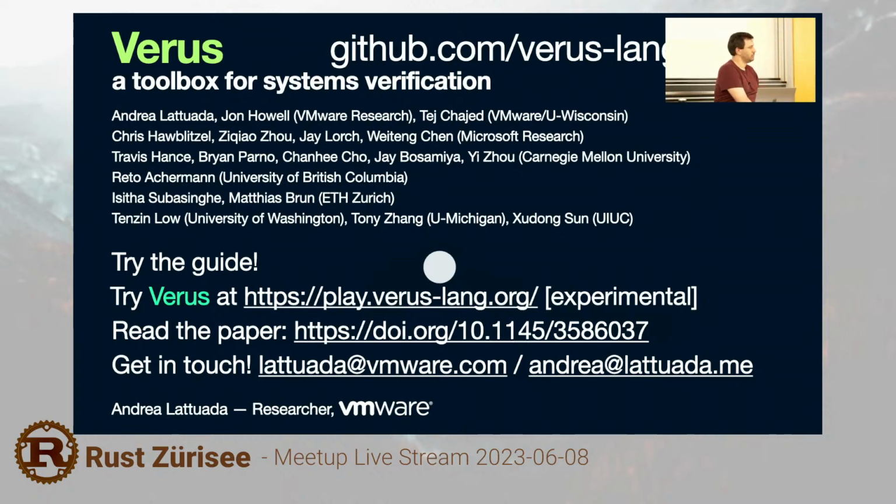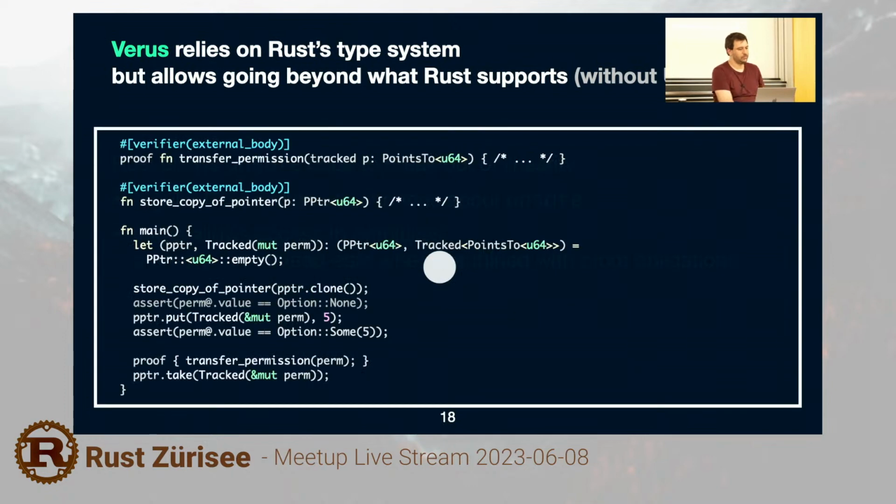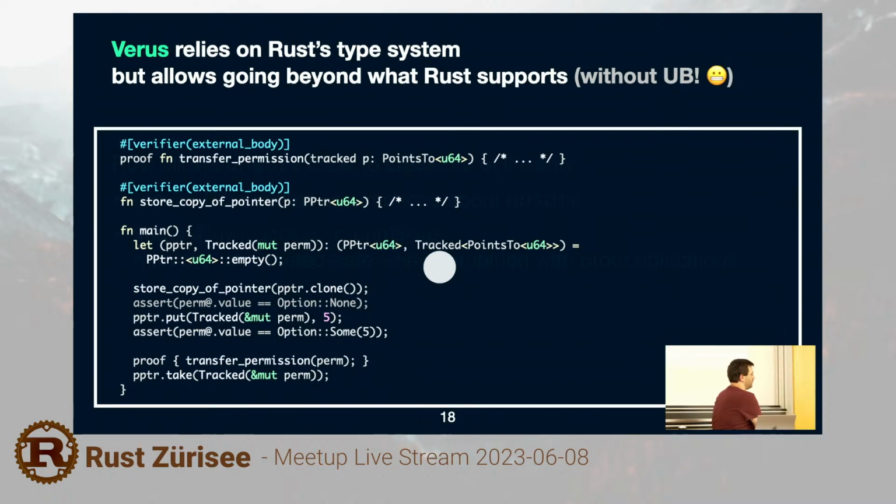Thanks for the talk. I was really curious about this PPtr thing. So you know about GhostCell? Yes. So is this more general? I'm trying to understand. Is this because you can transfer the permissions in the proof? Is this the idea? Right. So GhostCell is the branded lifetime, right?